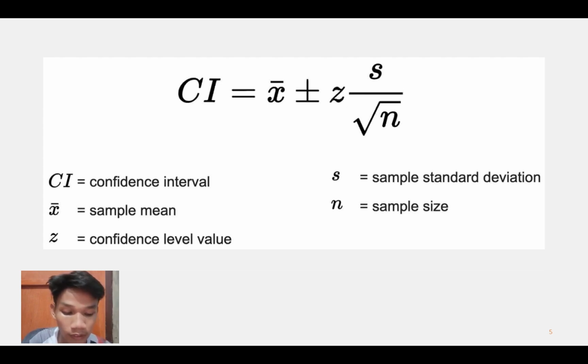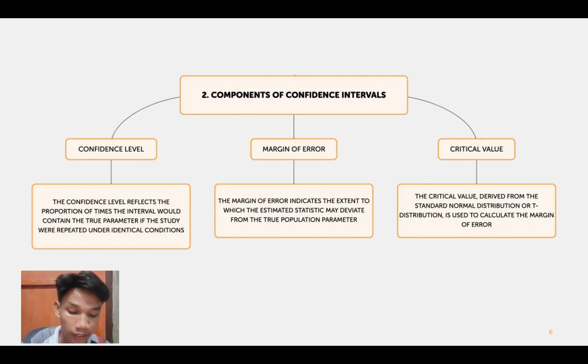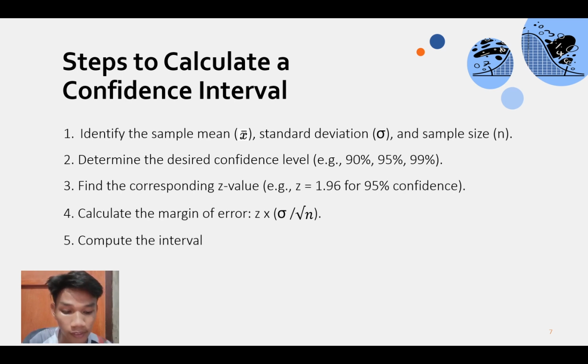So, the three important things in confidence interval. Number 1 is confidence level. Sa confidence level, ito ay percent ng tiwala mo na ang interval ay kasama ang true value. Then next is margin of error. Ito yung gaano kalayo ang estimate sa true value. Then next is the critical value. This is Z or T value mula sa distribution na ginagamit sa margin of error.